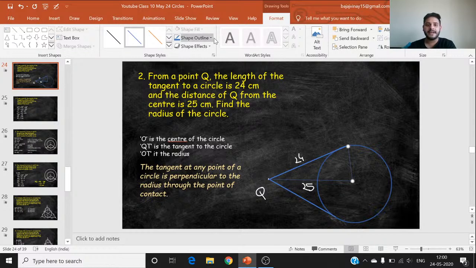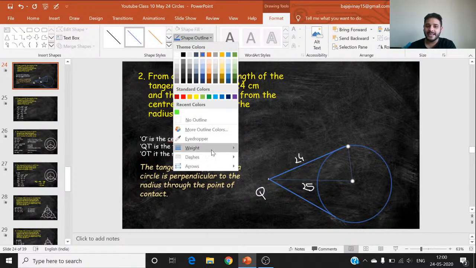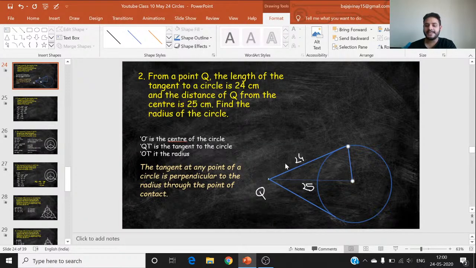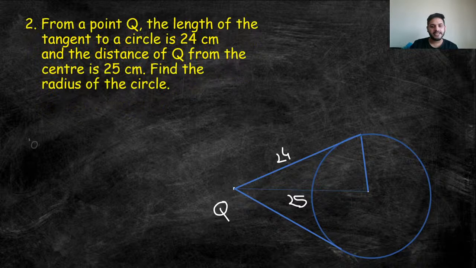This particular line which I've drawn in the last is nothing but the radius. Correct? Yes, it's the radius. Now, we use the theorem: the tangent at any point of the circle is perpendicular to the radius through the point of contact. Okay, let's start with the explanation now.